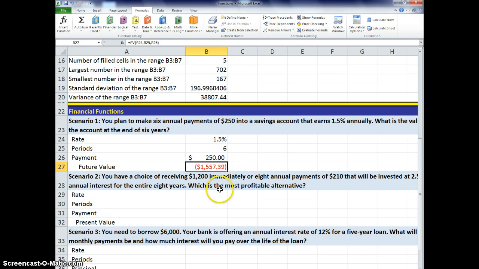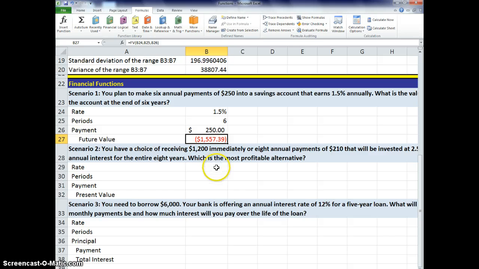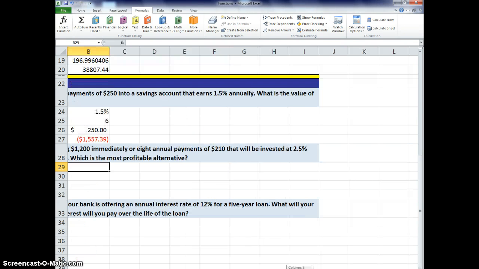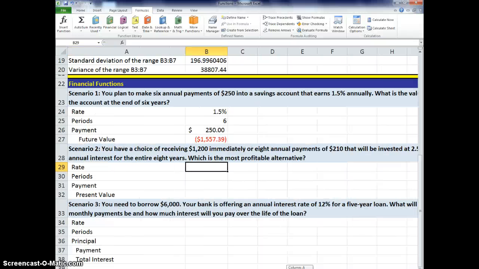All right. Next scenario. It's good to put money in the bank, not just a mattress. You have a choice. You won the lottery. And this also counts for retirement too. When people retire, they can either get a lump sum or they can get their payments spread out over time. So you'll probably win the lottery first before you retire. You can either get $1,200 at first or get 8 annual payments of $210 that will be invested at 2.5% interest for the next 8 years. What is the most profitable alternative?